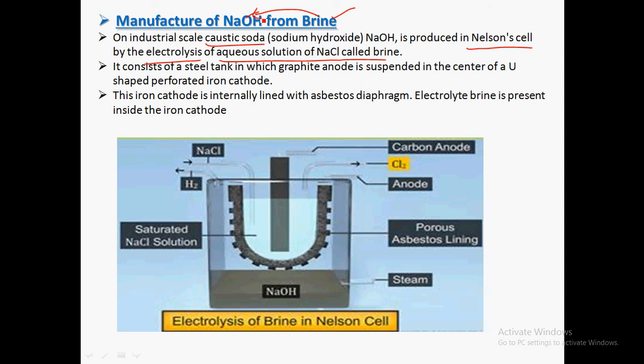Now the Nelson cell. The Nelson cell is a big tank which has an anode and a cathode. As usual in electrolysis, we see two electrodes, anode and cathode. Here in this tank, the anode is graphite and it is suspended in the center of a U-shaped perforated iron cathode. It means, what is the cathode here? Iron is the cathode. So the perforated iron vessel is the cathode. So graphite acts as anode, iron acts as cathode.